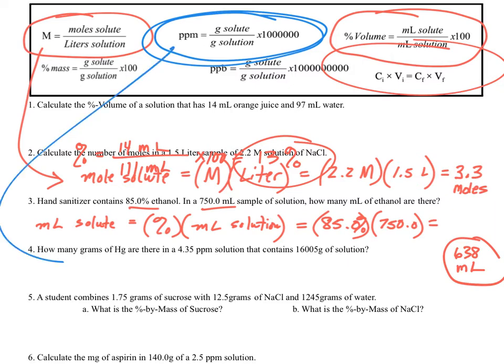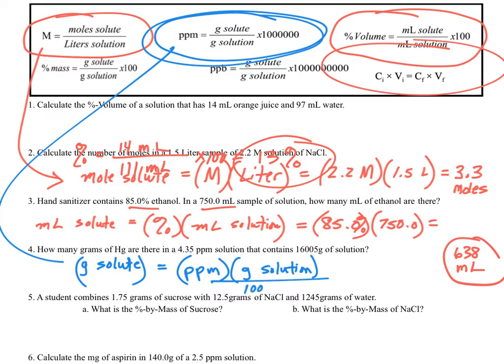All right, doing a little bit of algebra then. Grams of solute. This could be a little tricky here. The grams of solute is going to be equal to the parts per million multiplied times the grams of solution, and the whole thing then divided by 1,000,000, 6 zeros. That's doing algebra, solving for the grams of solute, which in this case is mercury.